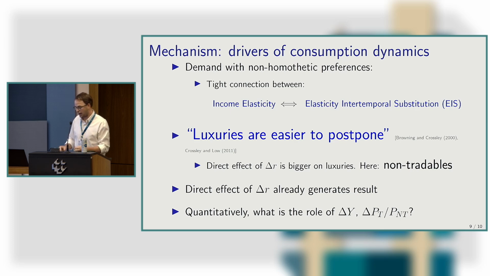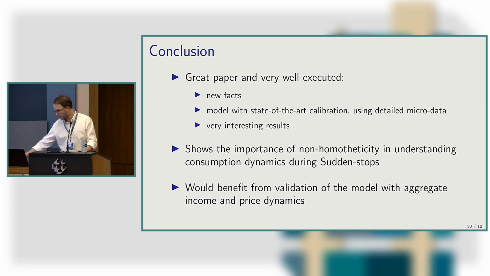And going back, I think it would be interesting, following the Hank tradition, to separate direct versus indirect effects. It would be interesting to see quantitatively the role of the change in income and relative prices in generating this differential response of tradables and non-tradables.